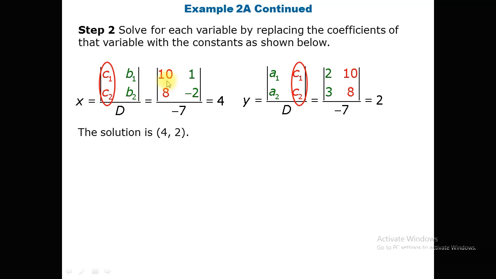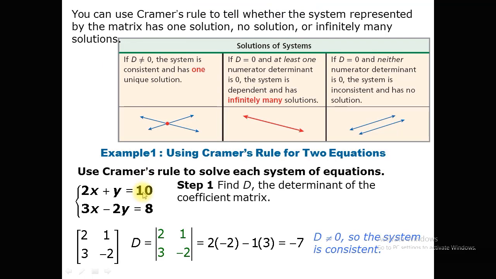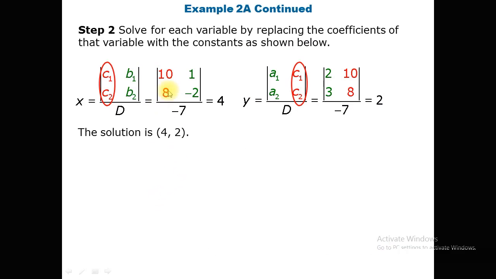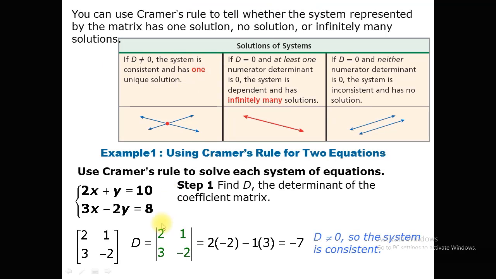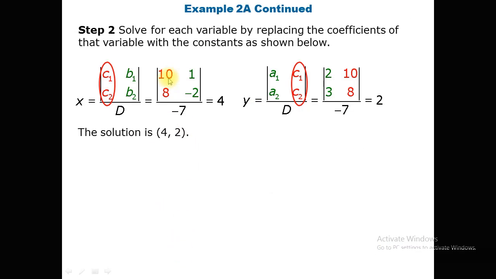So for the value of x, 10 and 8 lie on the right hand side of the system. These are the constants, 10 and 8. So the determinant has 10, 8 in the first column and b1, b2, which have the values 1, minus 2, in the second. Now find this determinant and divide by minus 7, and we obtain 4.